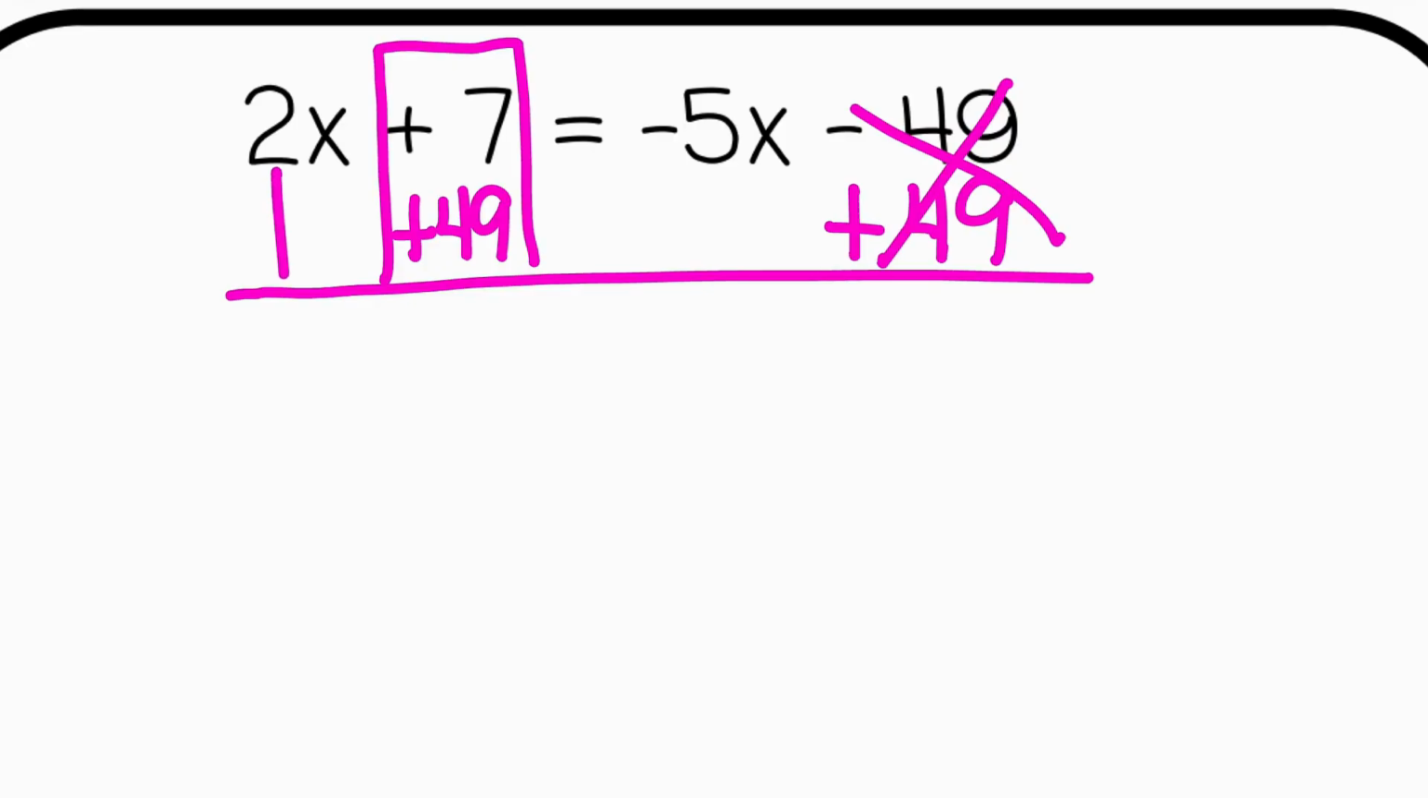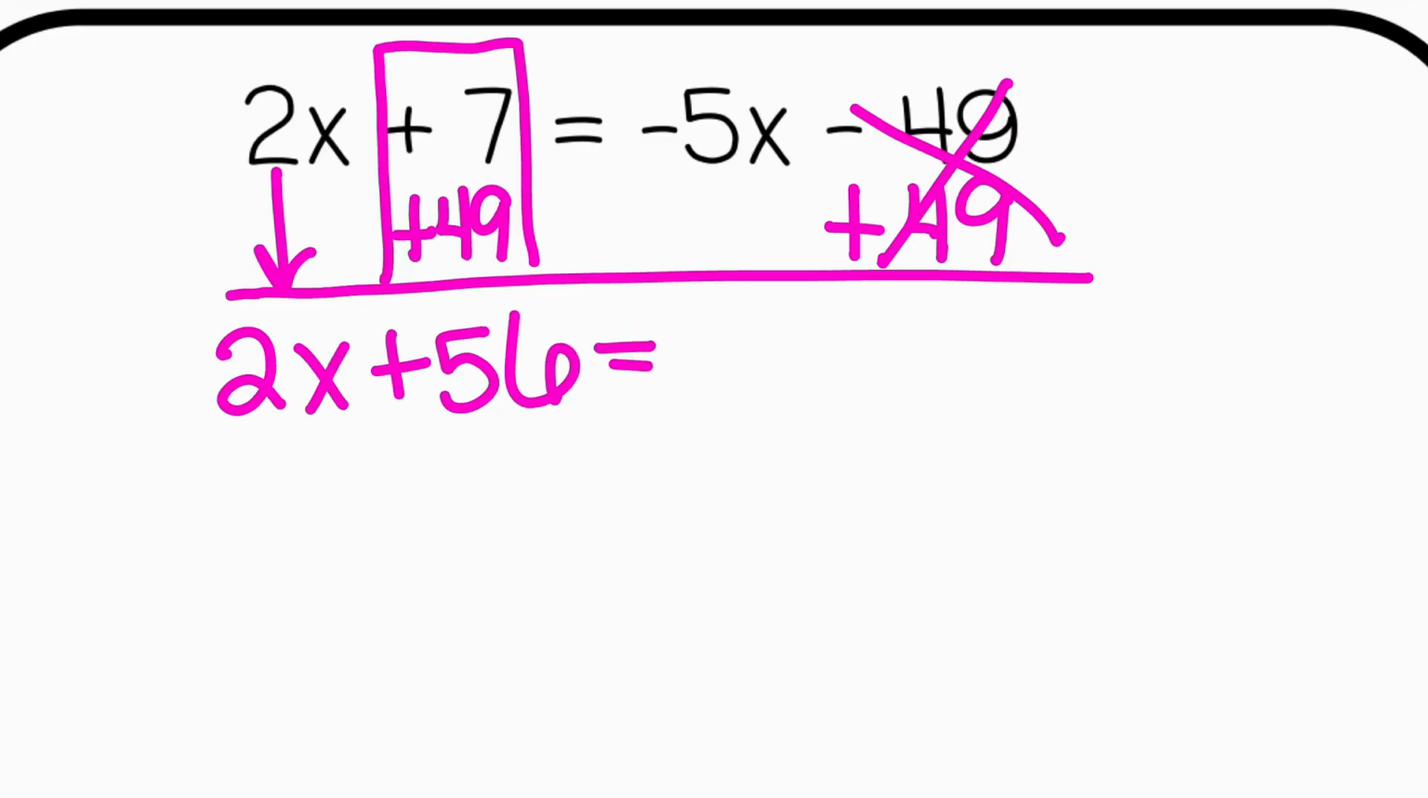Okay, now again, we're going left to right, so be careful here. I would bring down my 2x first. 7 plus 49 would give me 56. So that would come next. Then the equals. Then the negative 5x. And then everything else was canceled out.